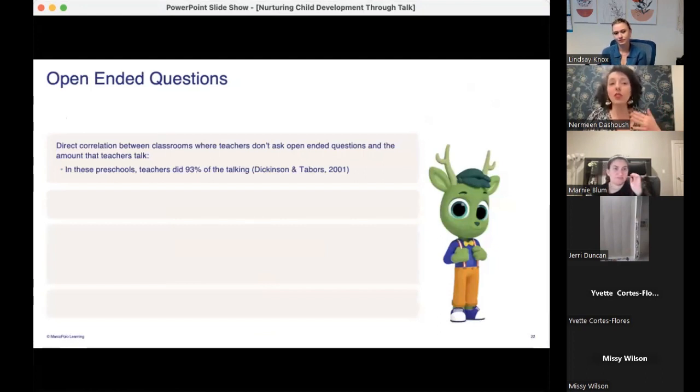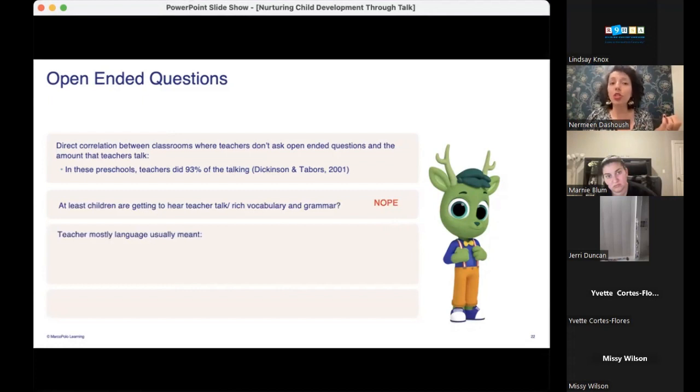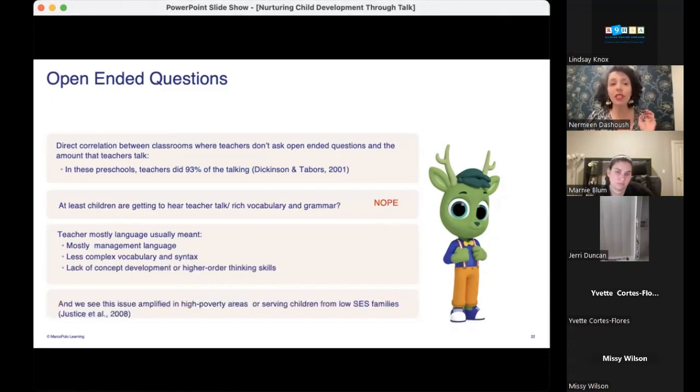What we notice is that there's a correlation between when teachers don't ask open-ended questions and the amount of teacher talk. The teachers who tend to do the most talking and don't give children time to talk are usually asking really closed questions. But you're saying, okay, at least teachers are talking and children are hearing rich vocabulary and grammar. Nope. Teachers who are doing most of the talking and asking low level questions usually are just using management language. They're using less complex vocabulary and syntax, and less higher order thinking skills.